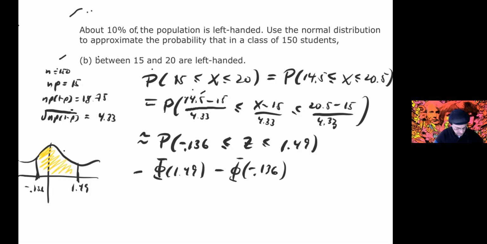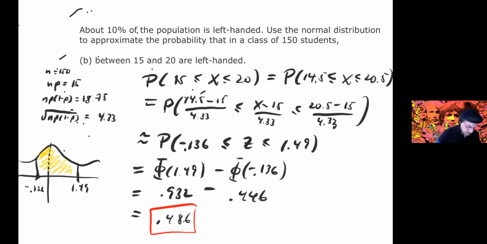And that's the same thing as 0.932, I've used the calculator, minus 0.446. And what do you get? The difference is 0.486, so about 49% of the class of 150 students, 48% are probabilistically left-handed. And that's all for today.